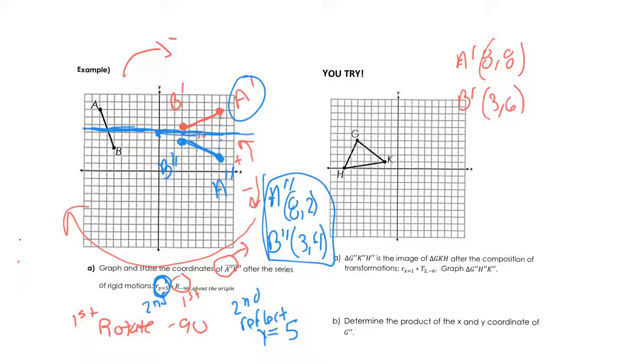Then there's probably a part B. Let me see. Part B just says determine the slope of A double prime, B double prime. So I just got to figure out the slope of that line. Okay, it's down 1, 2. I'm going to write it up here. You could write it down there. So A double prime, B double prime slope is down 2 over 1, 2, 3, 4, 5. Just write the slope. Rise over run.